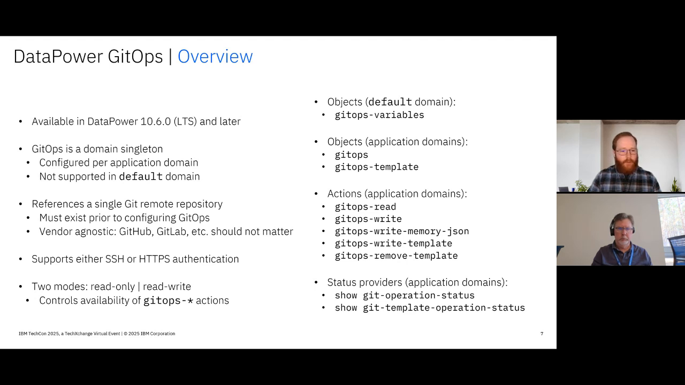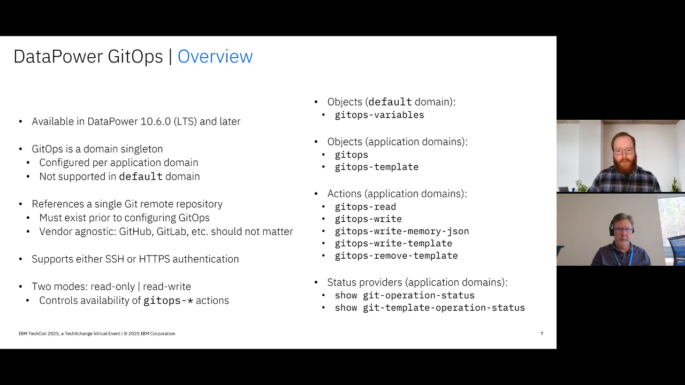The GitOps object in an application domain can reference a single remote Git repository. Within that repository, you can have multiple domains, so you can reuse the same repository for multiple domains, reference that repository in each domain within the DataPower, and the GitOps agent will manage working out of that shared clone of that repository within the file system.